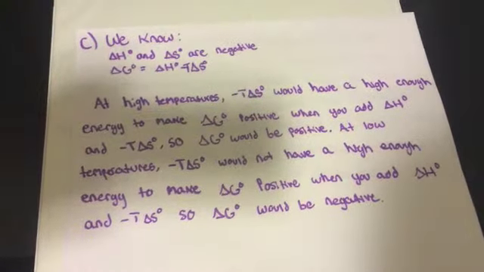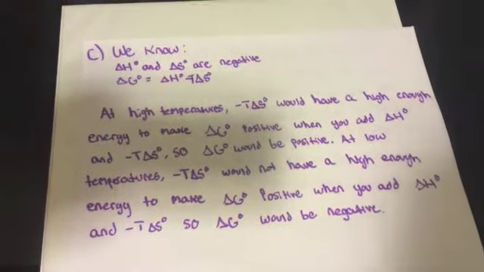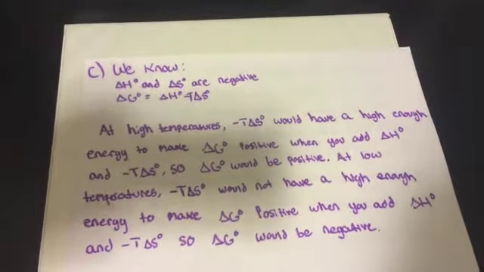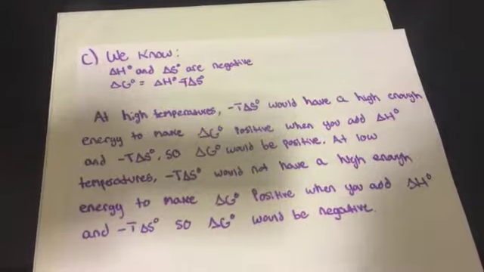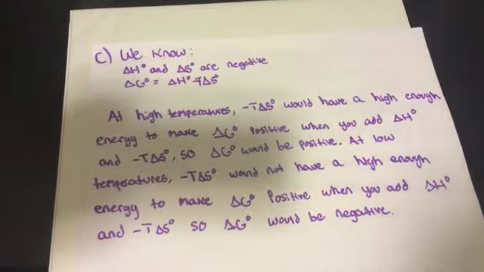At low temperatures, negative T delta S would not have a high enough energy to make delta G positive when you add delta H and negative T delta S, so delta G would be negative.